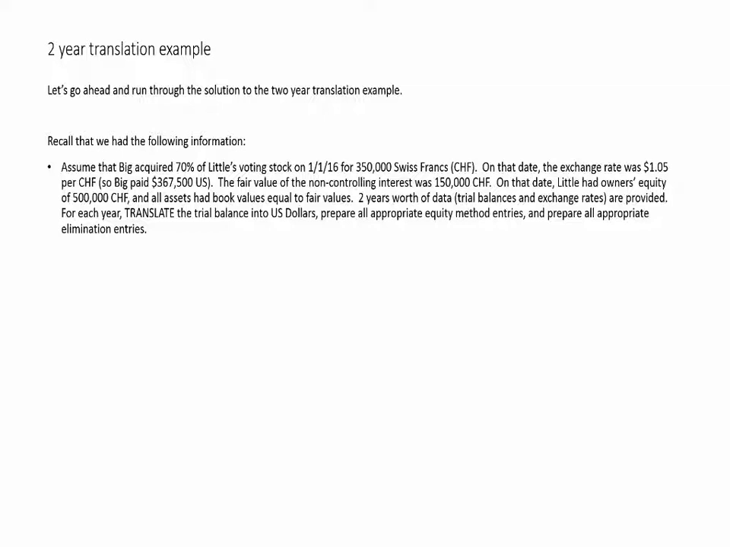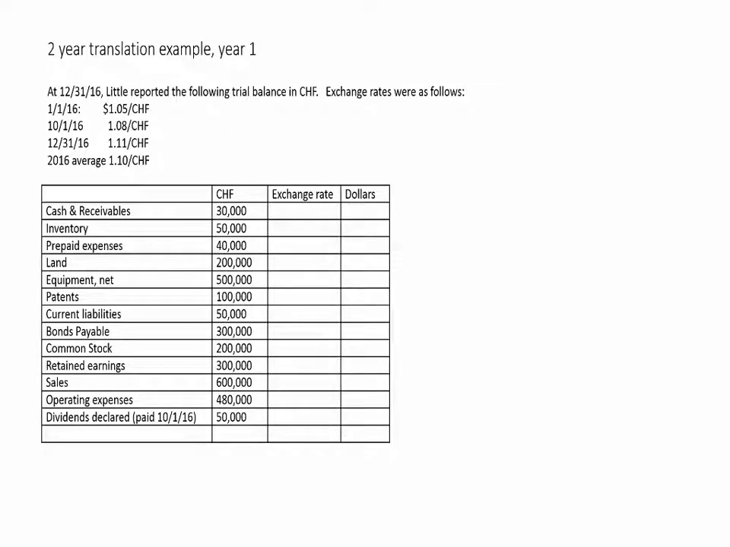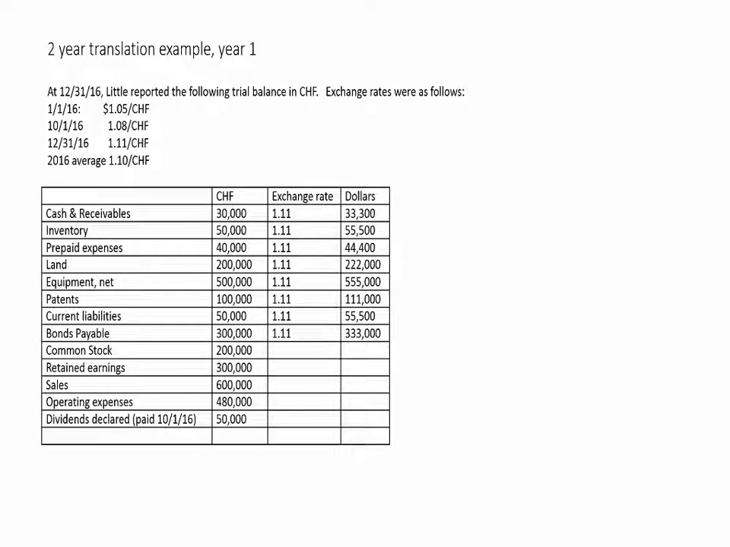And basically for each year, we're going to want to translate the trial balance into US dollars, prepare all appropriate equity method entries, and prepare all appropriate elimination entries. So here's our Swiss franc denominated trial balance, and of course the trial balance balances. And we've got an assortment of exchange rates. And again, the first step is going to be to apply the appropriate exchange rate to the different financial statement elements. Under translation, all assets and liabilities are translated at the end of year or current exchange rate.